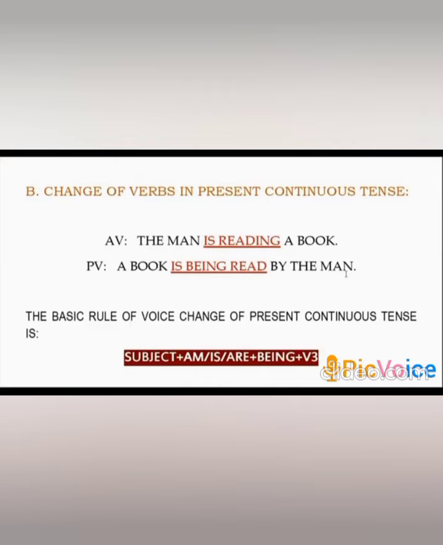See, the object has become the subject, a book. The auxiliary verb is is added because the book is singular, we are adding is, being is added, then read, the V3 form of the verb, read only, so read by the man, the subject has become the object.